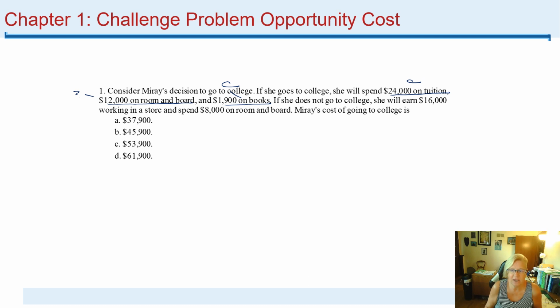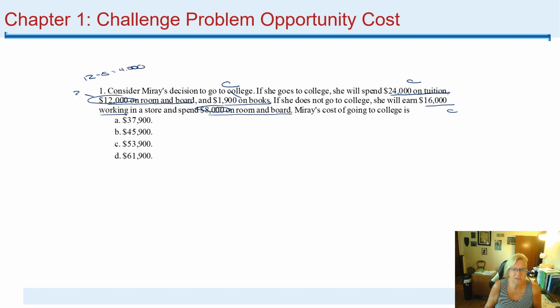If she does not go to college, she will earn $16,000 working. So that's income that she's giving up, so that is also kind of a cost. And she spends $8,000 on room and board. Because there's a difference between the $12,000 at college and the $8,000 on room and board, the difference of those two is actually going to be a cost. So $12,000 minus $8,000 ends up being $4,000.